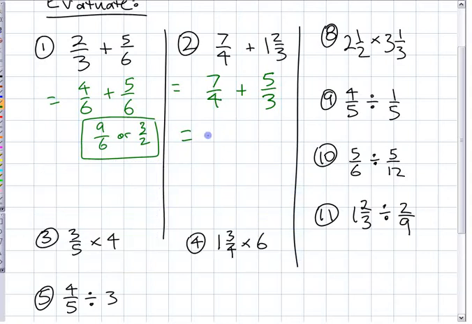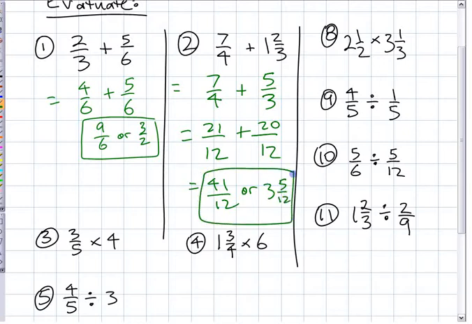If you're making a common denominator there, what's the common denominator? Fourths and thirds, you got to make it 12. This is going to be 21. This is going to be 20. You get 41 over 12. If you really want to, you can give it as a mixed number. You could say it's 3 and 5/12, but either one of those is fine.